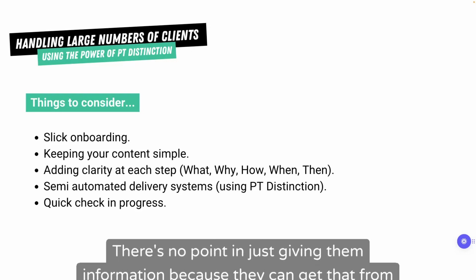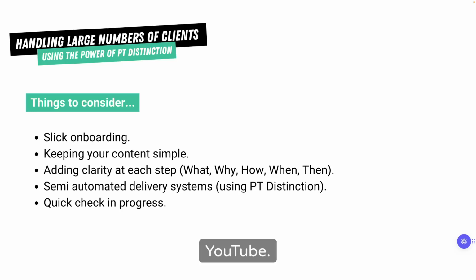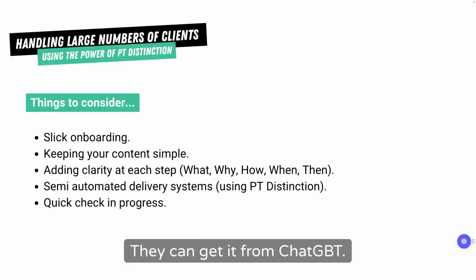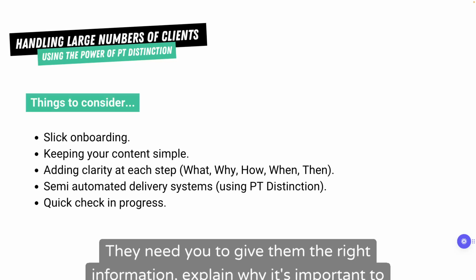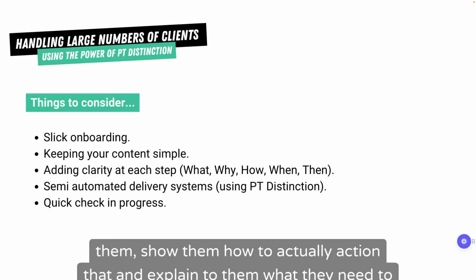There's no point in just giving them information because they can get that from YouTube. They can get that from Google. They can get it from ChatGPT. They don't need more information. They need you to give them the right information, explain why it's important to them, show them how to actually action that, and explain to them what they need to do next.